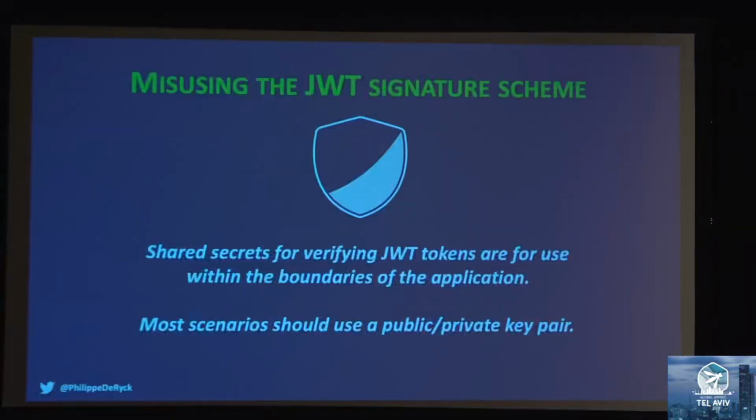So that brings us to the pitfall. Don't misuse the signature scheme. HMACs are only useful within a single application. Even if you're building a microservice architecture with JWTs, it's recommended to use public-private keys, because that way you know which service has generated one. You can verify the signatures with the public keys, and you're good to go.